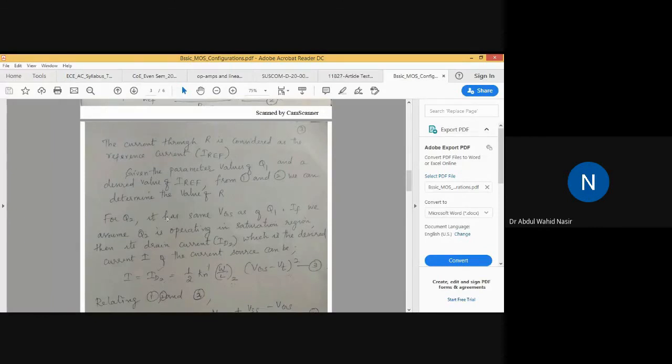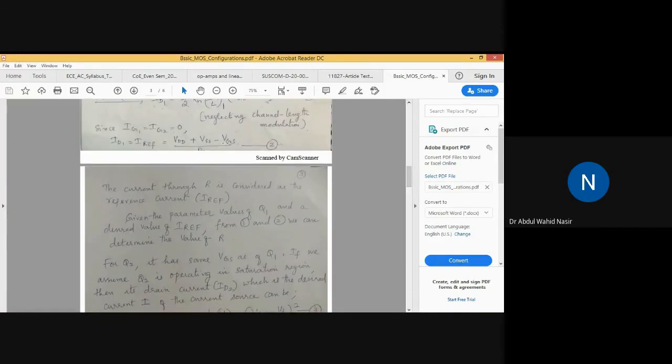If you vary the value of R, then I reference will also vary. From this relation you can see that VDD is fixed, VSS is fixed, and VGS is fixed, so the numerator of the right hand side of equation 2 is fixed. Only R, the resistance, can be changed. So if you change the resistance, the current value, ID1 or I reference, will also change.